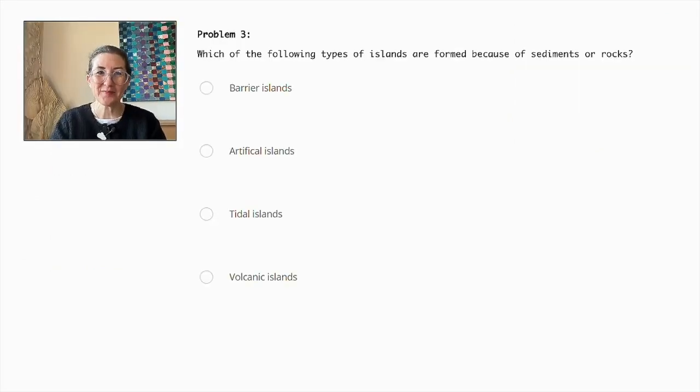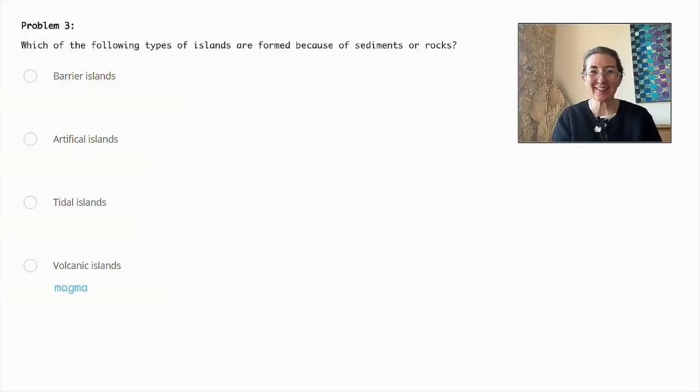Problem number 3. Which of the following types of islands are formed because of sediments or rocks? Barrier islands, artificial islands, tidal islands, or volcanic islands? Volcanic islands form from erupting magma, not sediments or rocks. So we can cross that out. Artificial islands are man-made from materials like sand and concrete, so we can also cross that out.